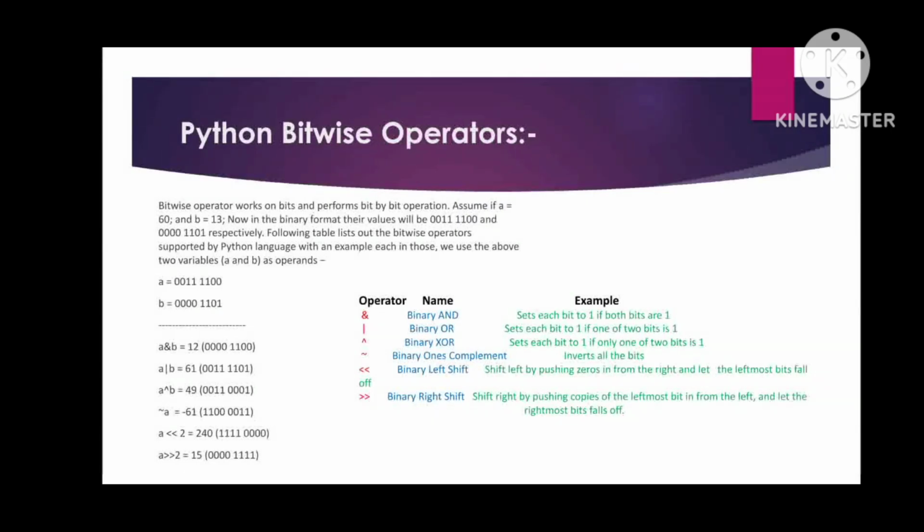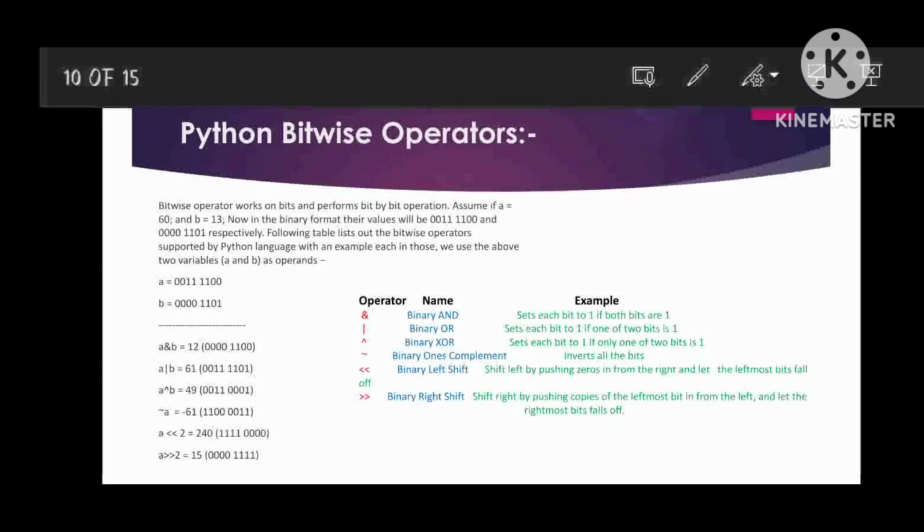Assume A = 60 and B = 13. So here A = 60. The value of 60 in binary form is 00111100, and the value of 13 in binary form is 00001101. So these are the values in binary form. First of all, initially we have to perform the AND operation.